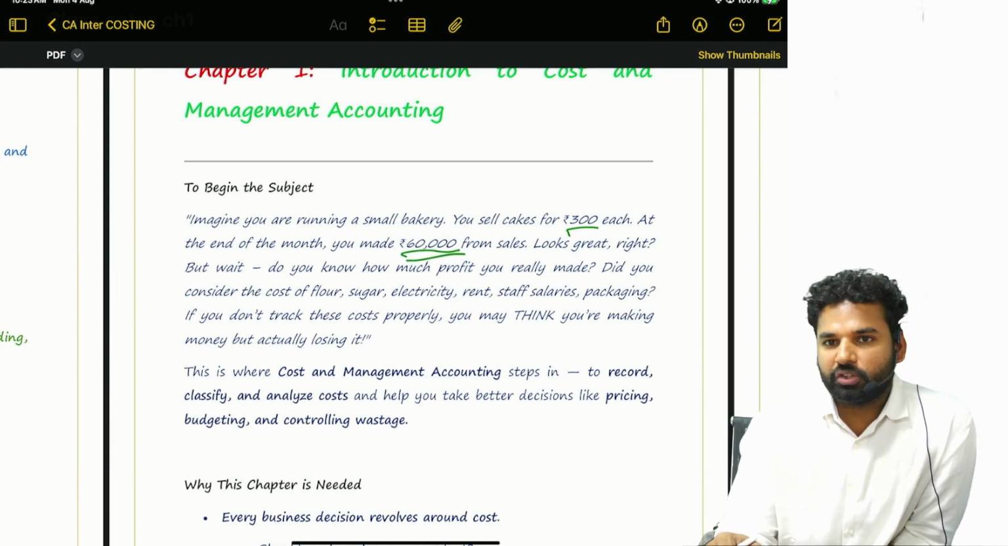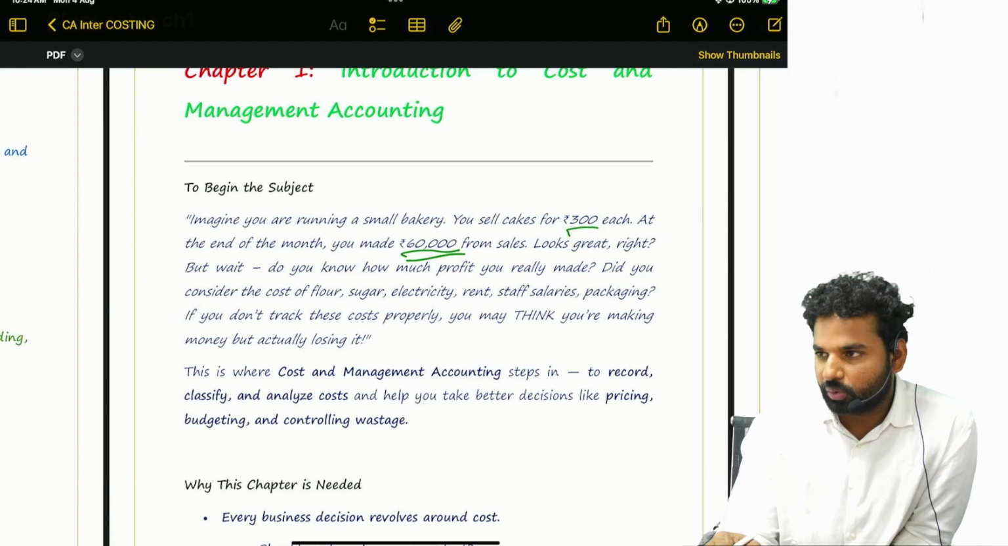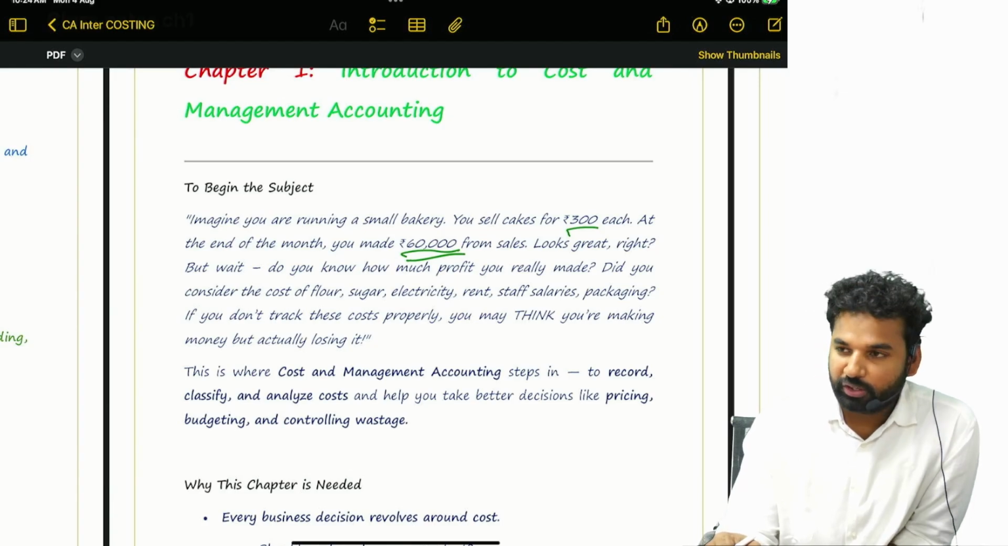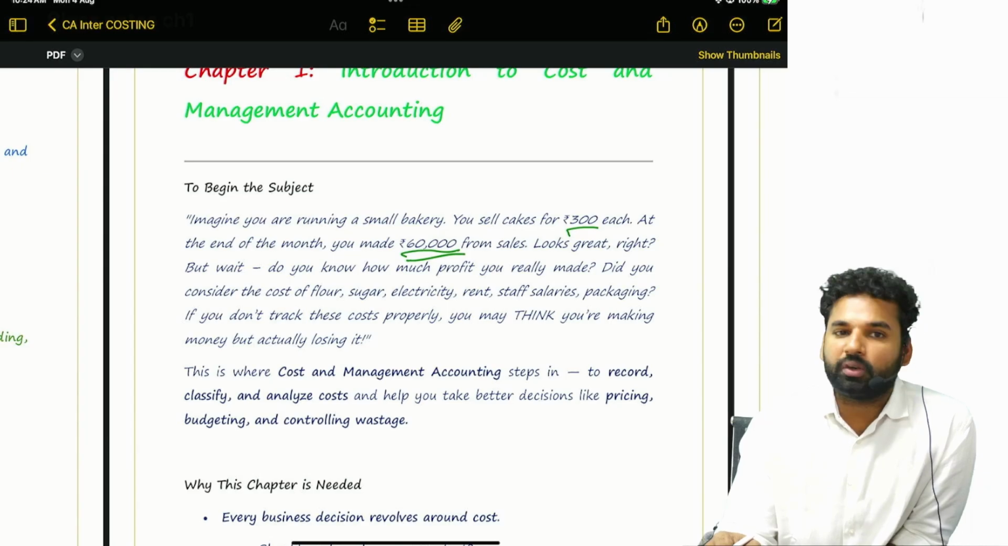You made 60,000 rupees at the end of the month. So you made a profit. Can you say your performance is good? You cannot say. It is known only when you compare it with the total cost.